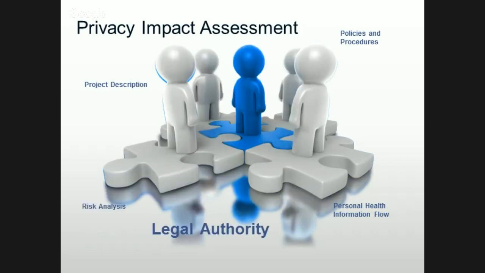Now, step 5 is legal authority. We need to have the legal authority to be able to complete all of these steps for your privacy impact assessment. The legal authority goes back to the information flow. So you need to determine for every time that you are handing off the information, every time that you are sharing it with another stakeholder, every time the patient needs to have access to the information, what is your legal authority to collect it, to use it, and to disclose it?